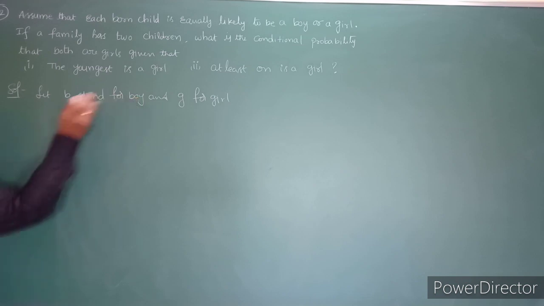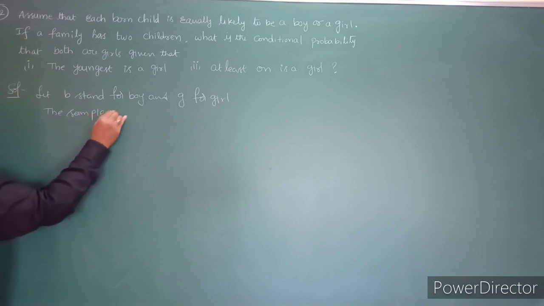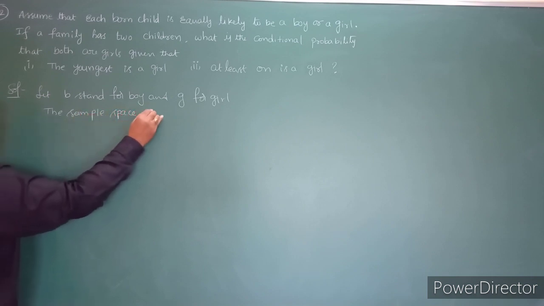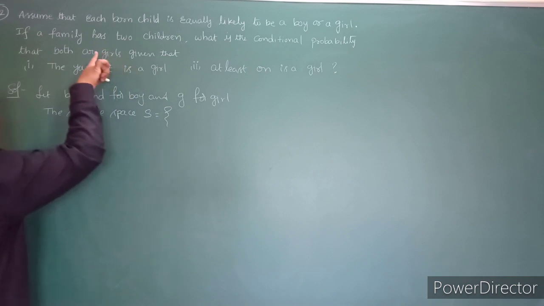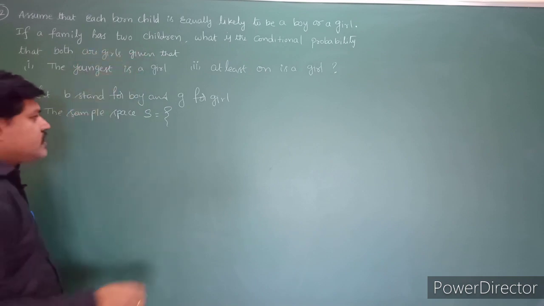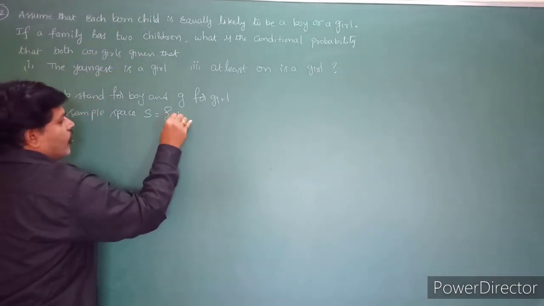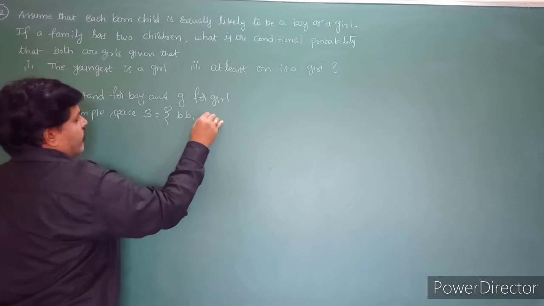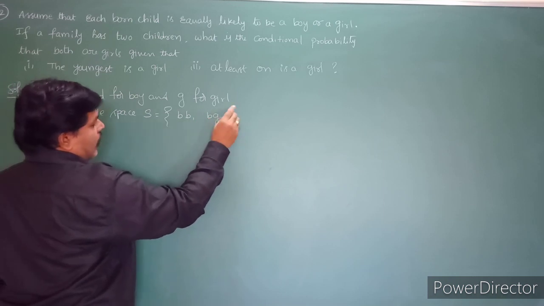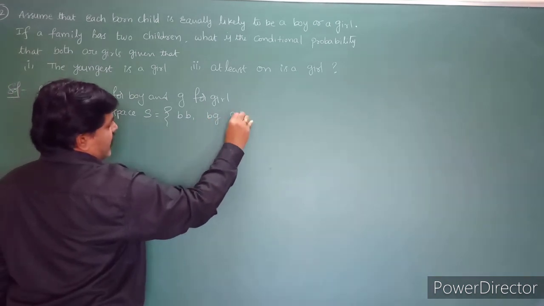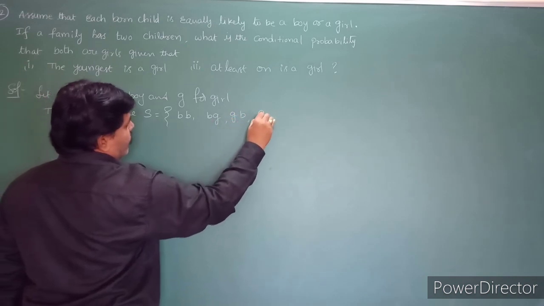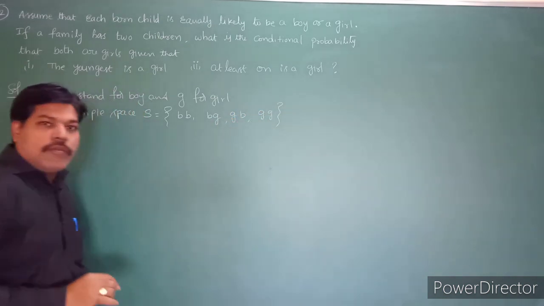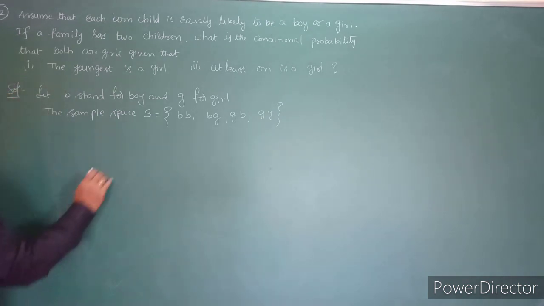So assume that the sample space S is equal to, what is the sample space? The family has two children. What are the possibilities here? Both are boys; the first one is a boy and the second one is a girl; the first one is a girl and the second one is a boy; or both are girls. These are the possibilities.